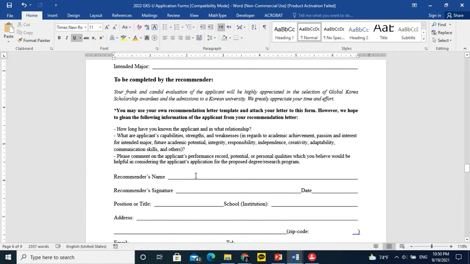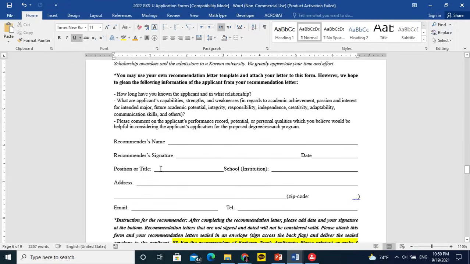Then the recommender's name, his full name. Recommender signature: he will put his signature here, and if he has a stamp, it is better that he puts the stamp here too, or maybe on this side. And he will write the date and position, like math teacher, science teacher, or principal of the college or school. Then the full school name and his school address.